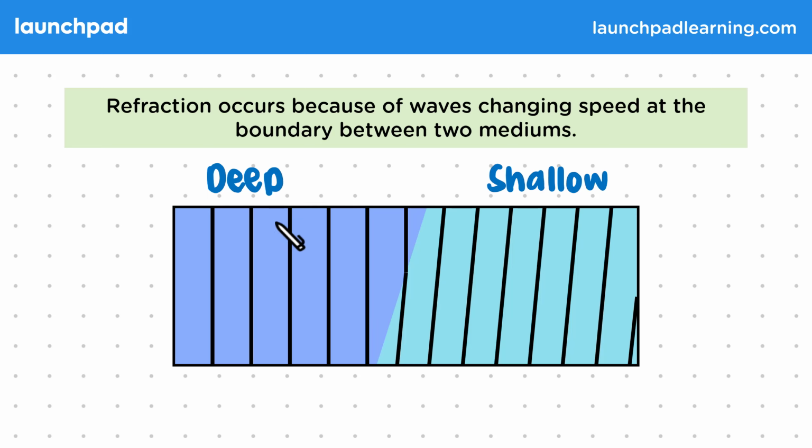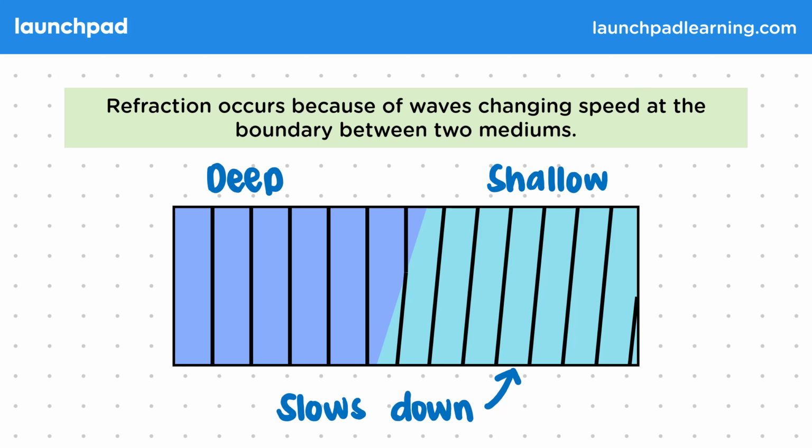These lines represent the peaks of the waves. As we can see, as the wave crosses the boundary between the deep and the shallow water, these peaks have changed angle as the wave changes the direction it travels in. The peaks are also slightly closer together, which shows that its wavelength has decreased. This tells us that the waves have slowed down in the shallow water.